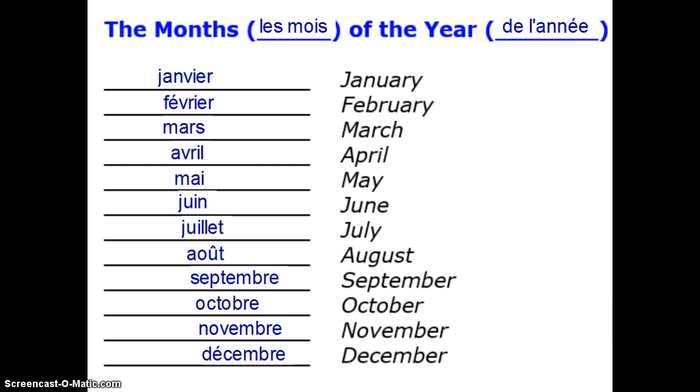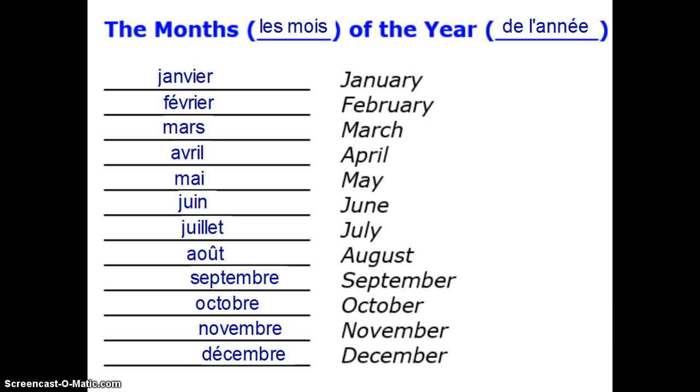I will, of course, pause after I say each month so that you can repeat after me and practice your pronunciation. Here we go. The French word for January is janvier. The French word for February is février. March is mars. April is avril. May is mai. June is juin. July is juillet. August is août. September is septembre. October is octobre. November is novembre.